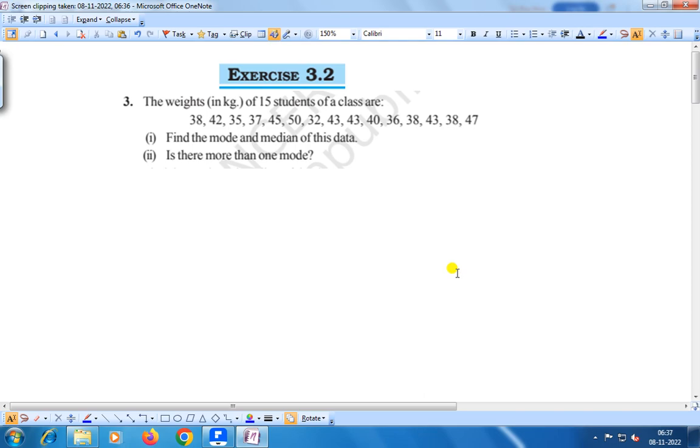Hello everyone. Today we shall discuss exercise 3.2 question number 3. The weights in kg of 15 students of a class are 38, 42, 35, 37, 45, 50, 32, 43, 43, 40, 36, 38, 43, 38, 47. Find the mode and median of this data. Is there more than one mode? Let us find.